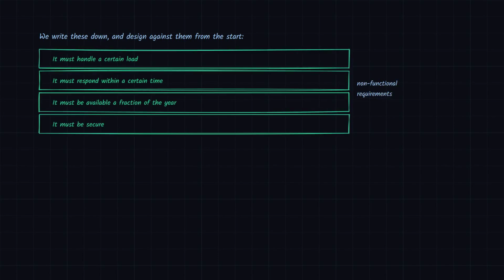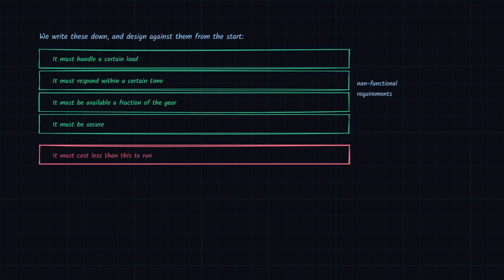We write down that a system must handle a certain load. We write down that it must respond within a certain time, that it must be available a certain fraction of the year, that it must be secure.